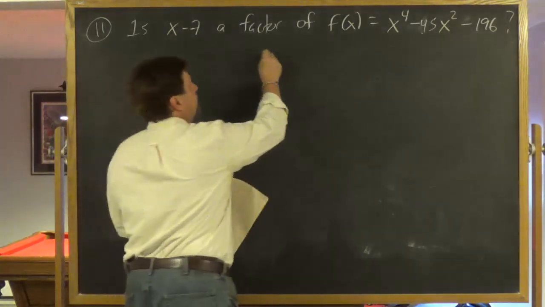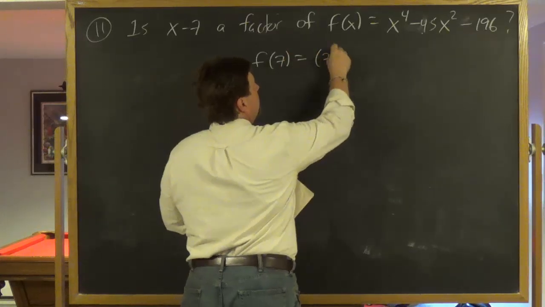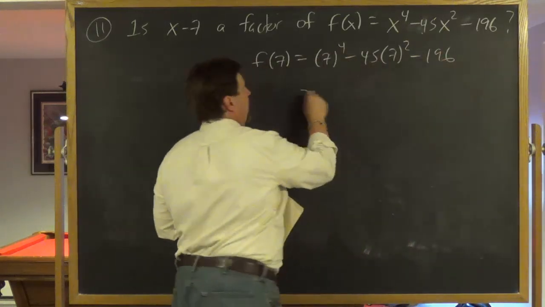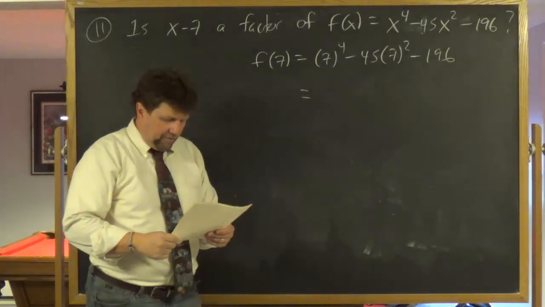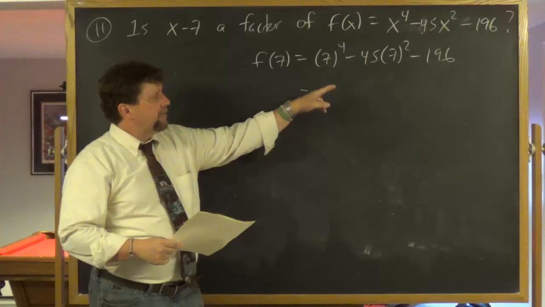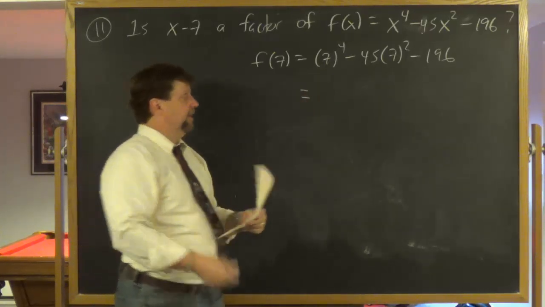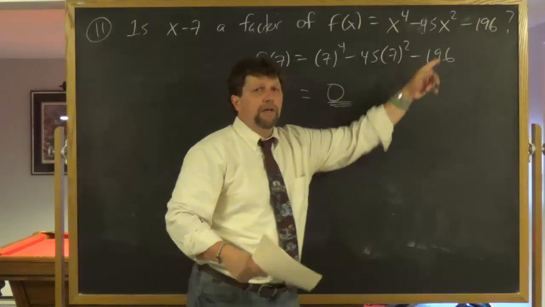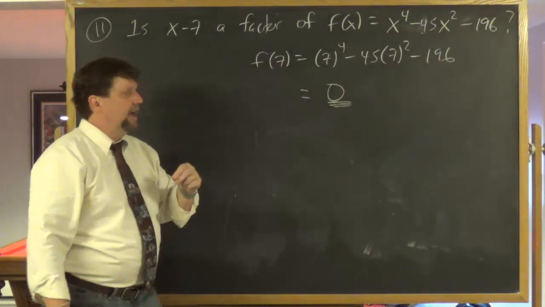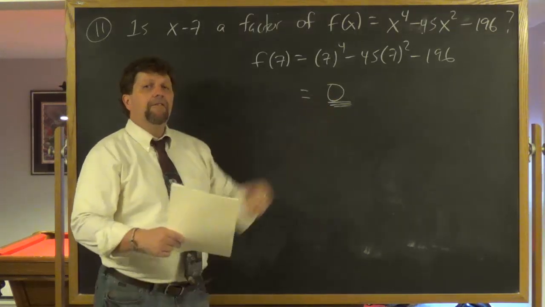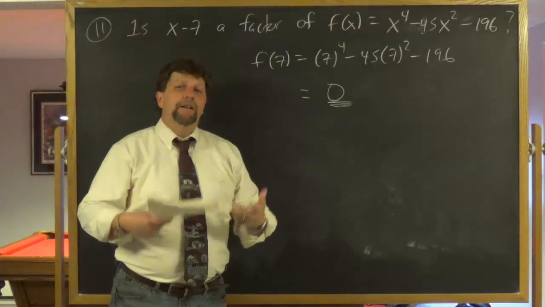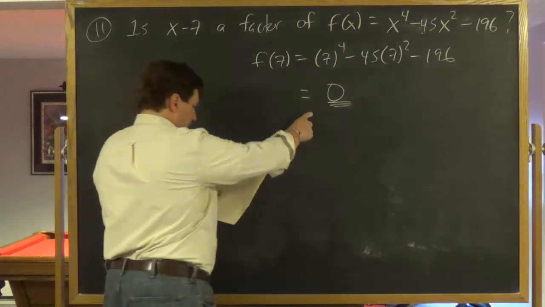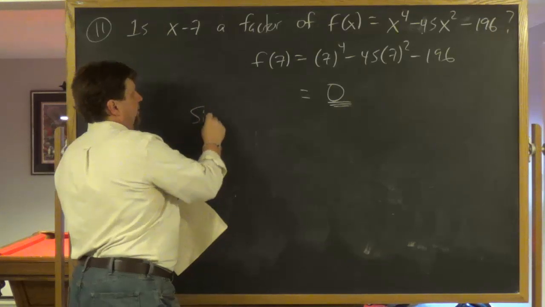So if I evaluate my function at 7, and at this point I realize, boy, I am so happy I have a calculator to do this numerical work for me. When I take 7 to the fourth minus 45 times 7 squared minus 196, I get 0. That tells me when I take this polynomial and divide it by x minus 7, I'm going to get a remainder of 0. If I get a remainder of 0, that tells me, thanks to the factor theorem, that that is a factor.